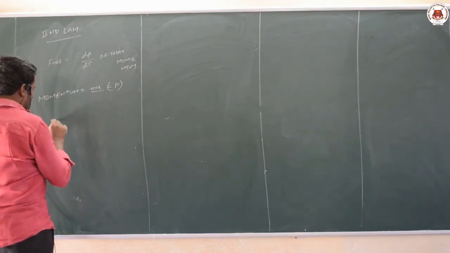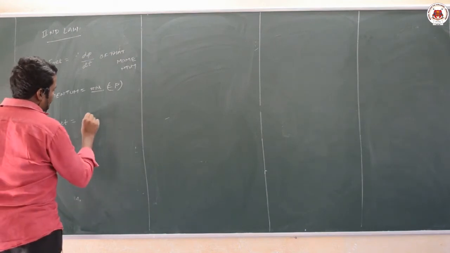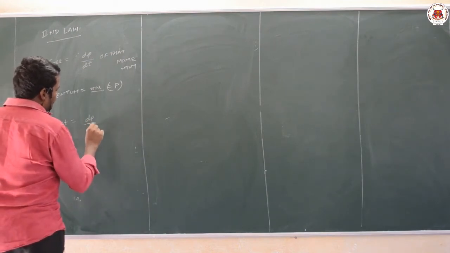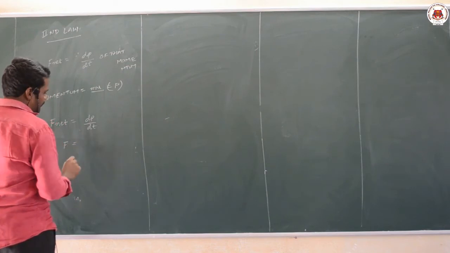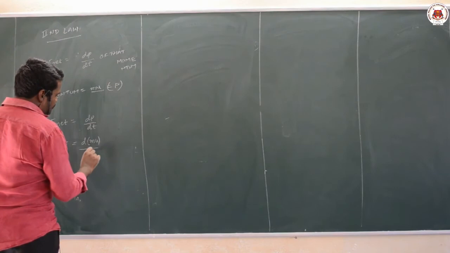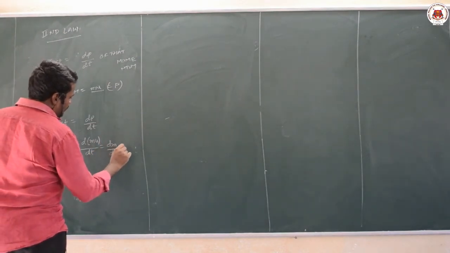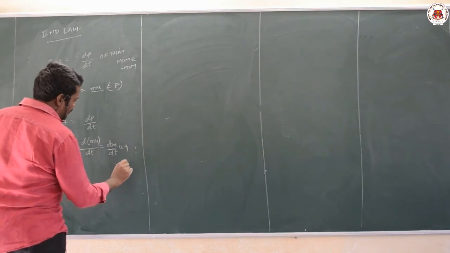So according to Newton's second law, net force acting on a body is equal to rate of change of momentum. That you can write F = d(mu)/dt. This can also be written as (dm/dt)·u + m·(du/dt).